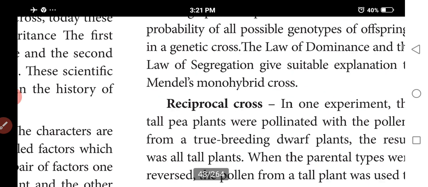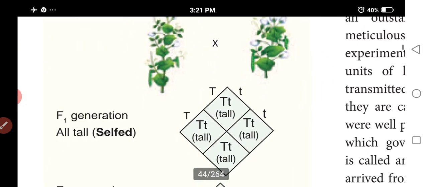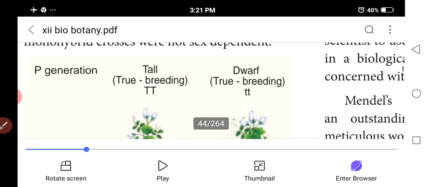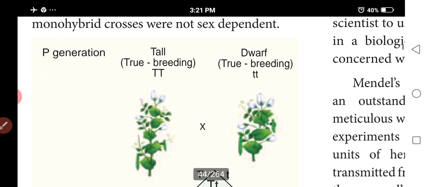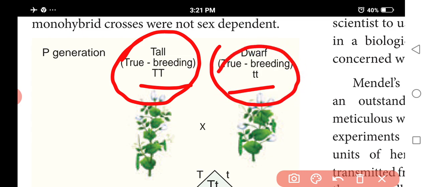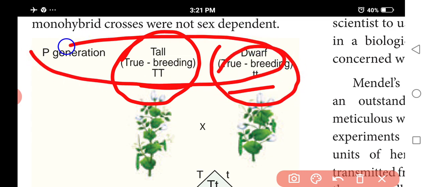This one is the monohybrid cross. So this is the parental one. First of all, Mendel focused his attention on the pattern of inheritance of a single character at a time. So this is called the monohybrid cross. He crossed pure tall plants with pure dwarf plants. This is called the parental generation, the P generation.